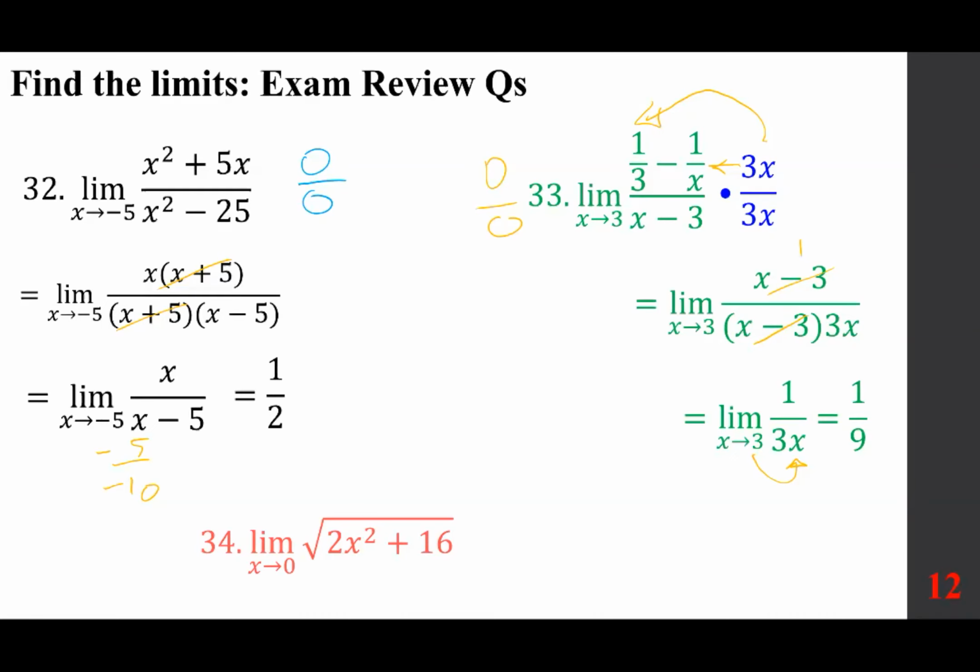For number 34, simply plug in. So you get 0 plus 16. So the square root of 16 is 4. In other words, it just works out. Plug in and observe.